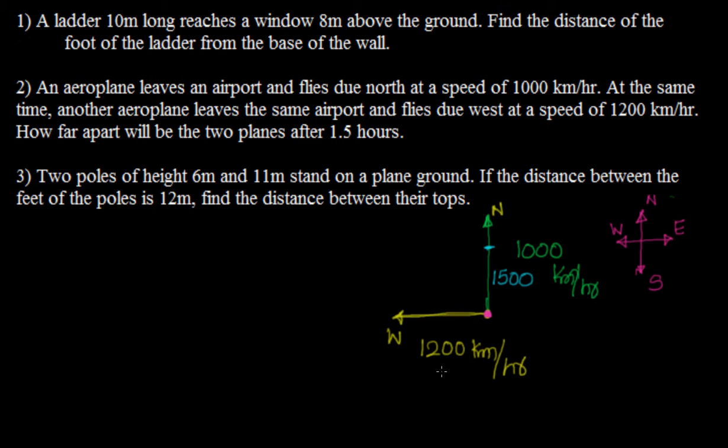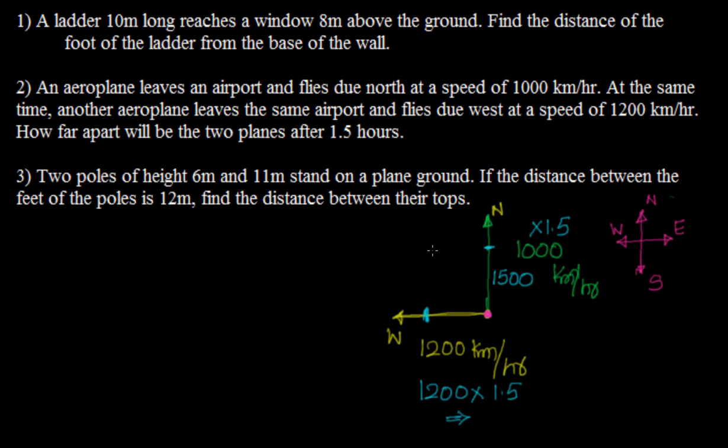Similarly, the second flight, let us say flight B, travels at 1200 kilometer per hour. In 1.5 hours it is 1200 into 1.5, because in 1 hour you go 1200 kilometers, in 1.5 hours you go 1800. We know that, right? Okay, so let us say it is here.